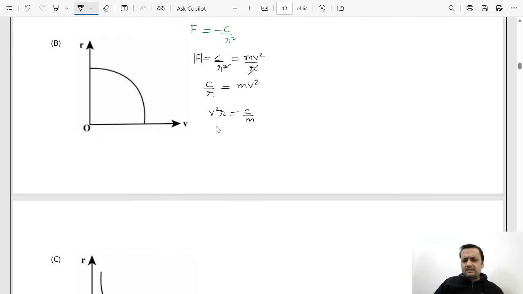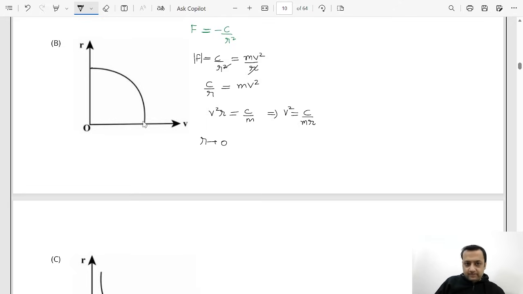Now, which will be correct between B and C? A very simple technique: let us say if R tends to 0, then clearly we can say that V will go to infinity, because you can understand V square is C by MR. So if R tends to 0, then V will tend to infinity. Yes or no?